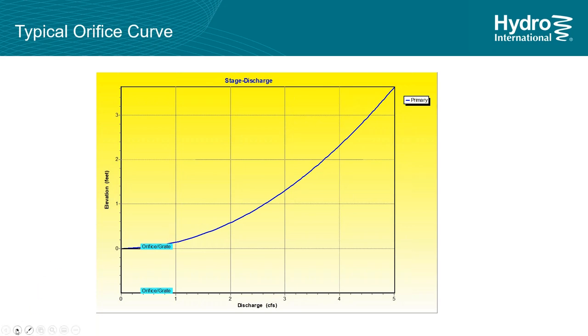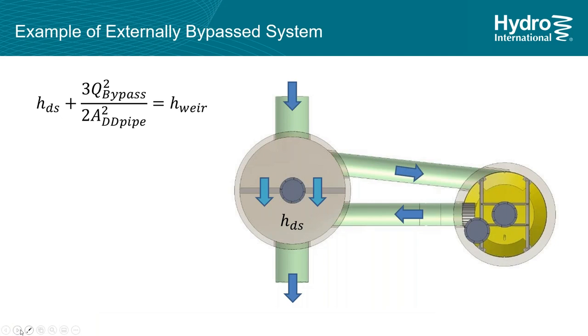So no surprises. Now, what happens if you take the unit and you put it offline in an externally bypassed system? So in this case, here's our Downstream Defender. This would be a diversion structure with a weir in it. And so flow comes in here, encounters this weir, is directed to the Downstream Defender, gets treated, comes out the outlet pipe, goes into the downstream side of the weir, and leaves the system.